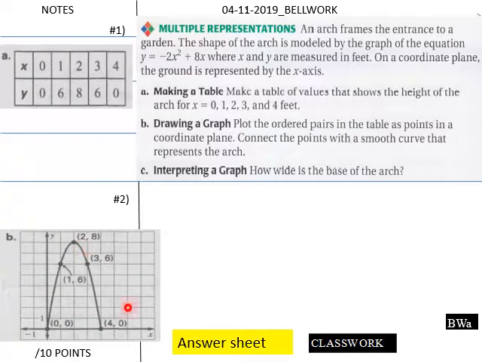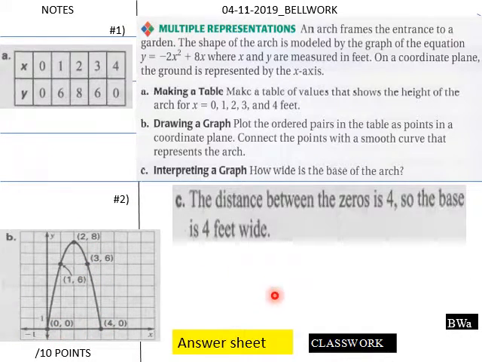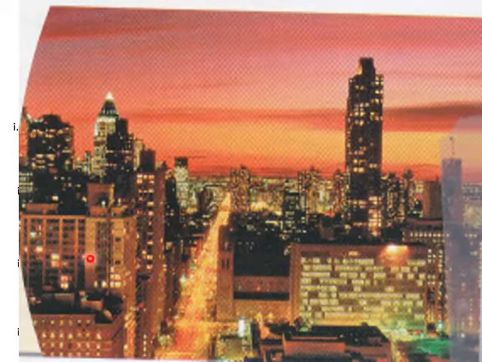You don't need an exact grid, just as long as you have your vertex marked and 2 other points, and then your x-intercepts. And then your explanation: the distance between the zeros is 4, so the base is 4 feet wide. That would be the explanation. Okay.